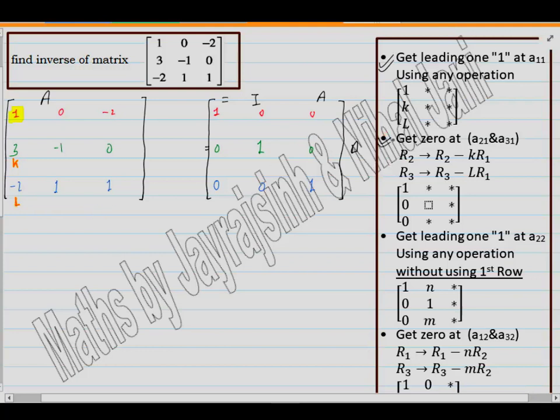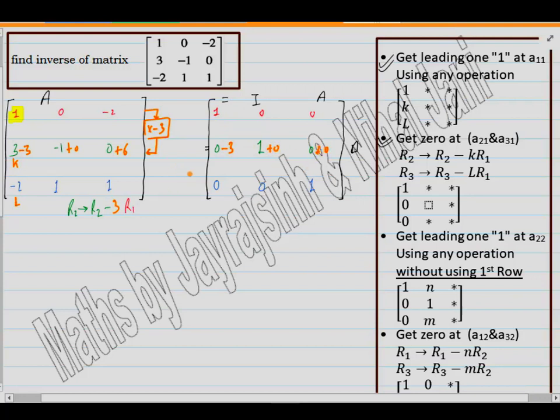Now it's time to go for second step, in which we have to take operation R2 gives R2 minus K, which is 3 R1, right? That means we have to multiply minus 3 with first row and add into the second row. So here we'll get minus 3 plus 0 plus 6. Same thing on the right side will give us minus 3 plus 0 plus 0.